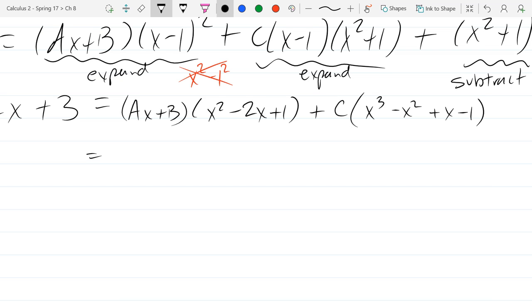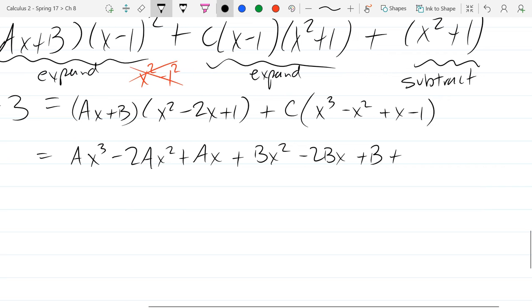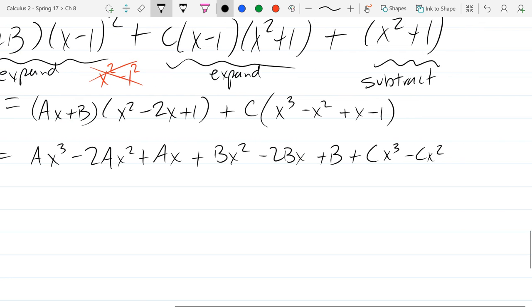And now we're going to multiply the first one. I'll multiply the a through, so we get ax cubed minus 2ax squared plus ax. Now distribute the b through: plus bx squared minus 2bx plus b. And then distribute the c through everything: cx cubed minus cx squared plus cx minus c.